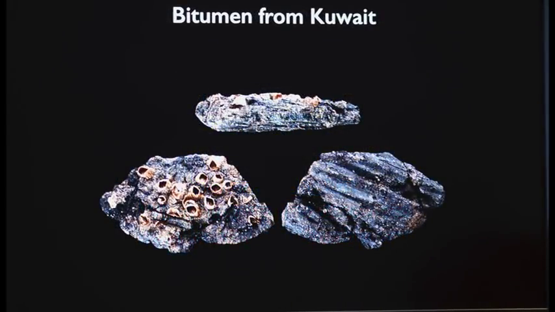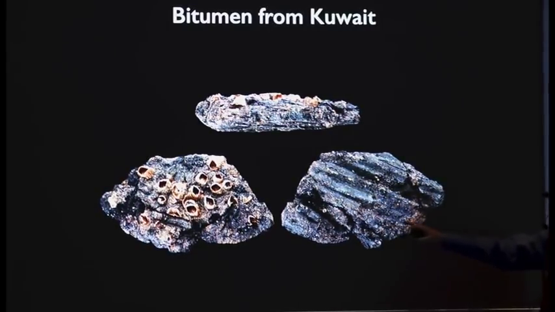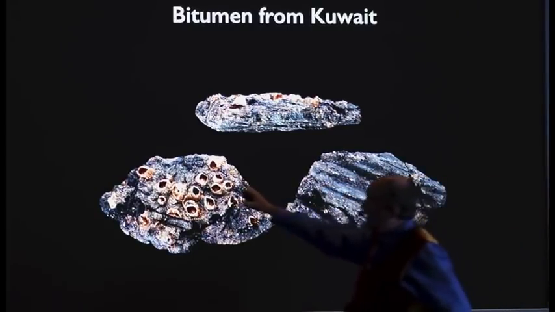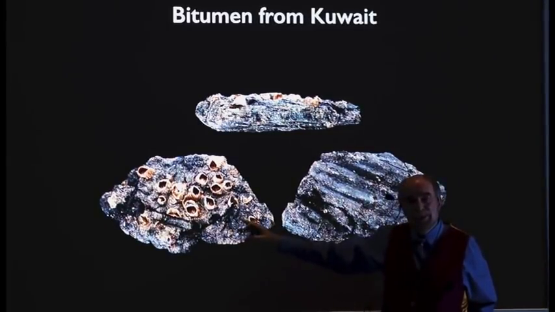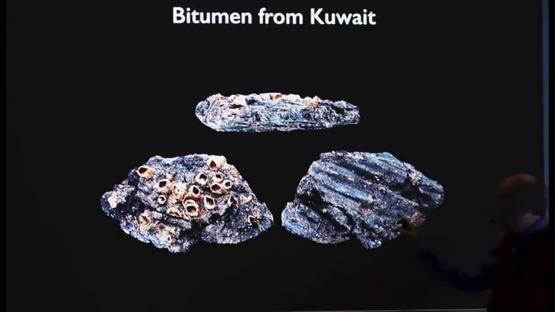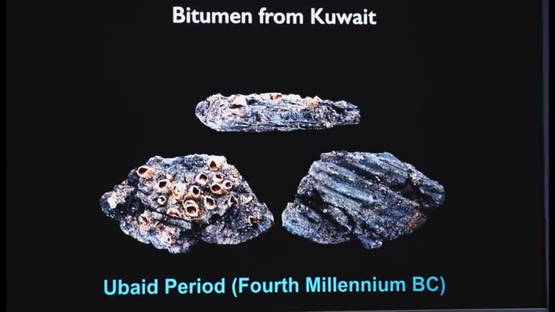In Kuwait, we find, recently the Institute of Archaeology have been excavating there, and they find bitumen pieces like these. This is the same piece on 3 sides. This is the inside, and it has the marks from the reeds where it's been slapped onto the reeds of the boat. And here we have barnacles on the outside of the bitumen. So this has fallen off a ship that's been in the sea. So these are bitumen-coated vessels with barnacles on, made of reeds. And this is from the Ubaid period, which is before the 4th millennium, before the Uruk period.